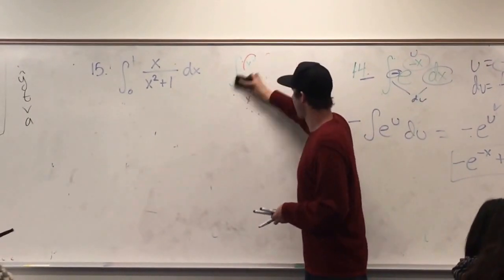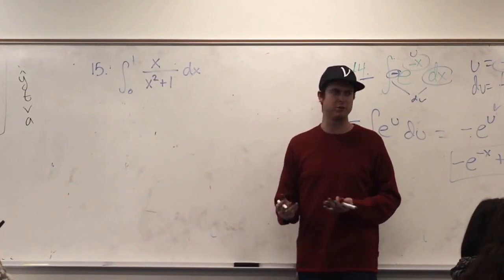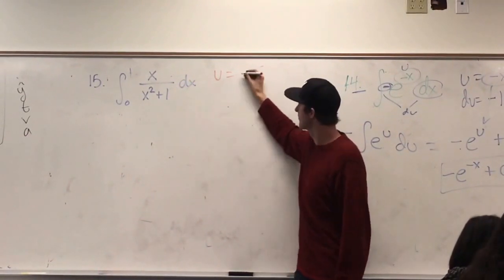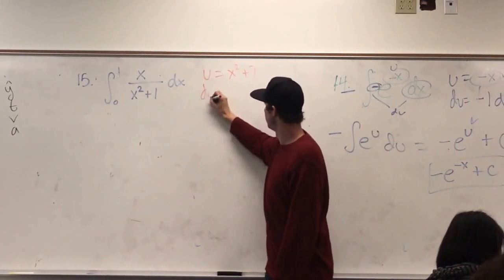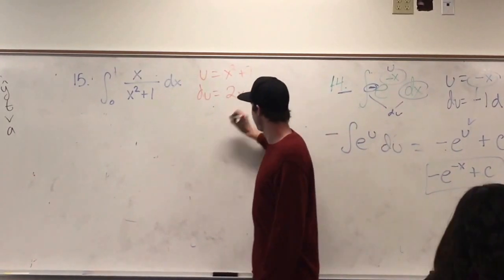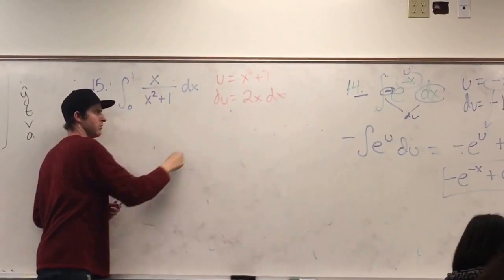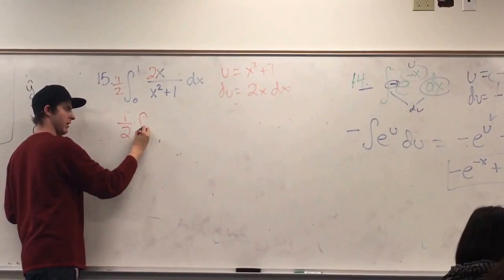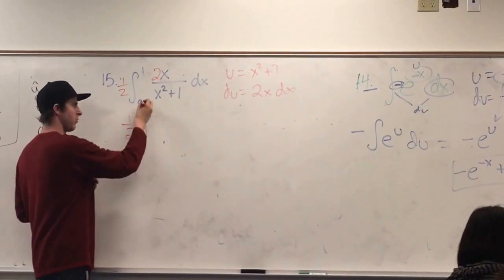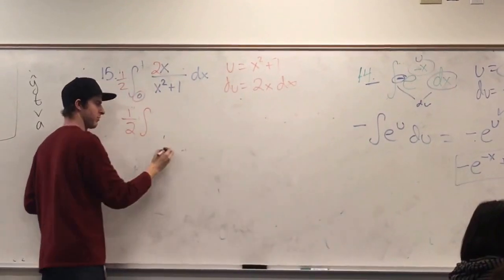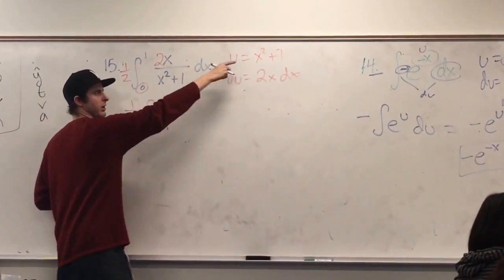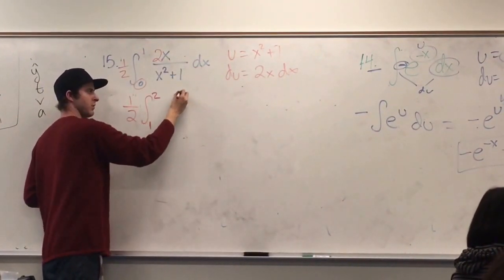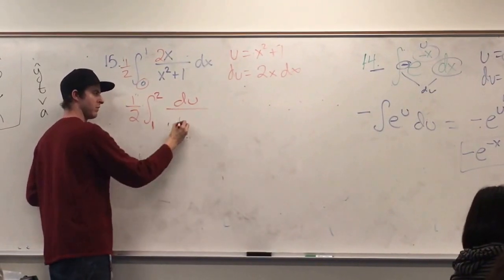So I just know I don't really have any options for integrating it other than u substitution, so I'm going to try that. What's the more complicated thing, x or x squared plus 1? Which makes du equal to 2x dx. I'm missing the 2, so I'm going to put a half outside. That gives me 1/2 integral. Now I'm going to change my endpoints. So 0 squared plus 1 is 1. 1 squared plus 1 is 2. The 2x dx becomes du divided by u.